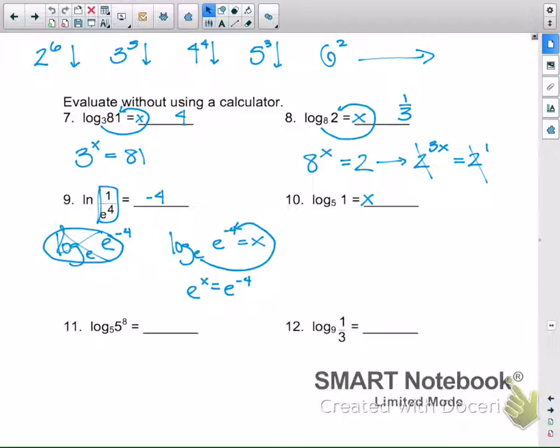Okay. Others of them, like 10, are also easy if we know some basic exponent stuff. In this case, we don't know what it's equal to. 5 to what power gives me 1? 0. Good. Now that one, there's really no way. You just got to know it. Anything to the 0 power is 1.